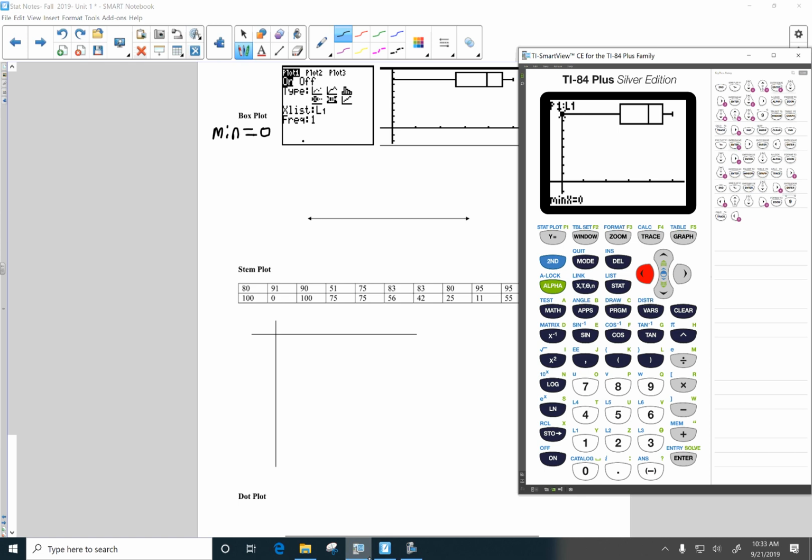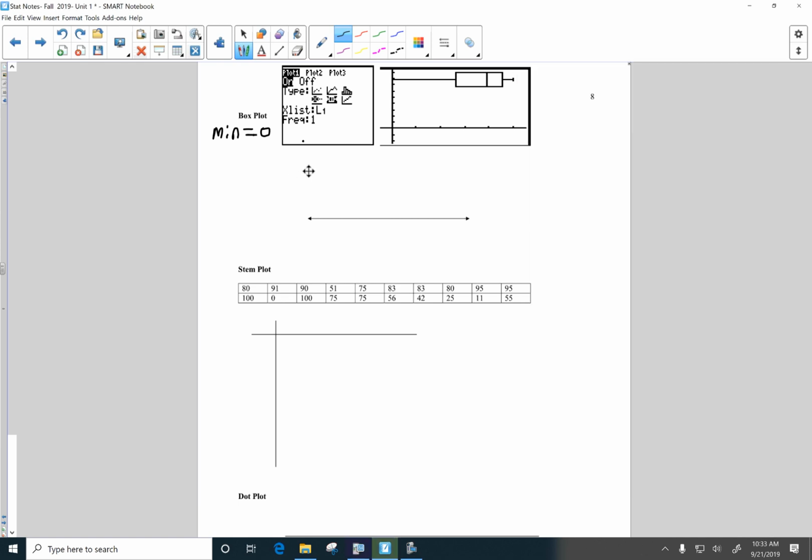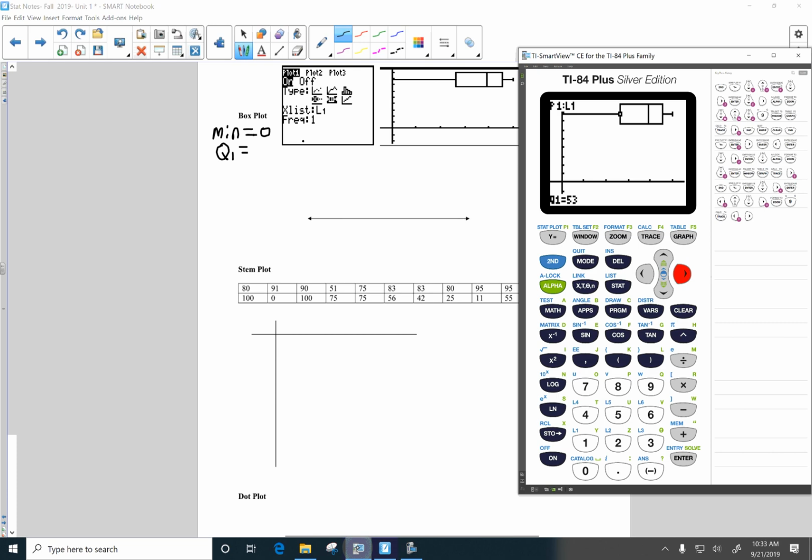Oh, you got to trace, and then the left arrow. So then hit the right arrow. So we got our minimum value. Hit the right arrow once. We'll get Q1 as soon as my pen works. So from this right arrow, from that, you hit the right arrow. Yep.